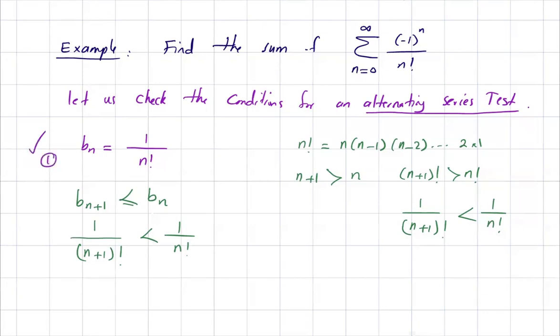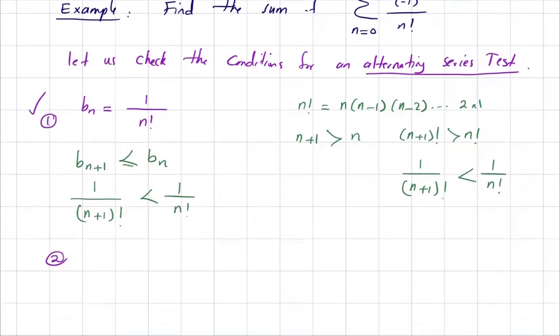What about the second condition? What's the limit of bn when n goes to infinity? The limit of 1 divided by n factorial as n goes to infinity is 1 over infinity times infinity times infinity, which is indeed equal to 0. So the second condition is also met.